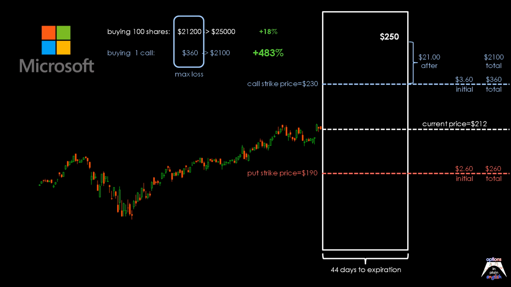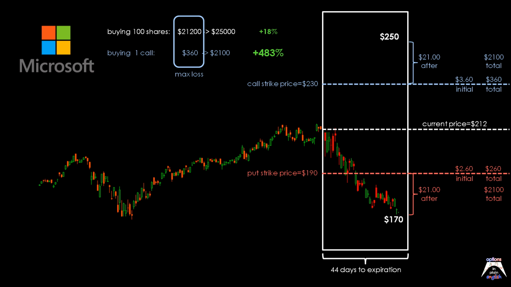If the price of Microsoft drops to $170 on or prior to expiration, the price of the 190 put in the options market will be at least the difference between the put strike price and the current stock price, so it'll be trading for around $21 per contract after the move, giving our position a total value of $2,100, $1,840 higher than our original cost of $260.